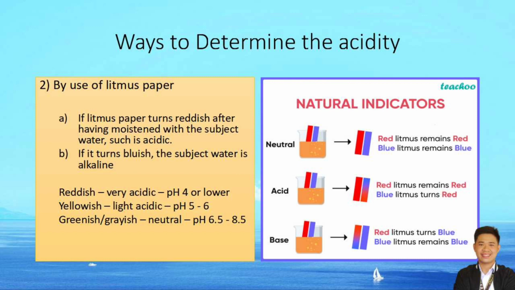Second is by the use of litmus paper. If litmus paper turns reddish after having been moistened with the subject water, such is acidic. If it turns bluish, the subject water is alkaline. Reddish is very acidic, with a pH of 4 or lower. Yellowish is light acidic, with a pH of 5 to 6. Meanwhile, greenish to grayish is neutral, with a pH value of 6.5 to 8.5.